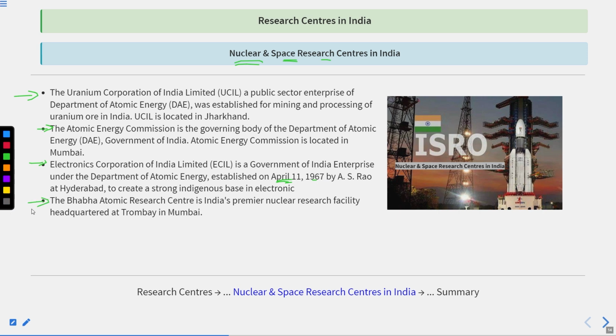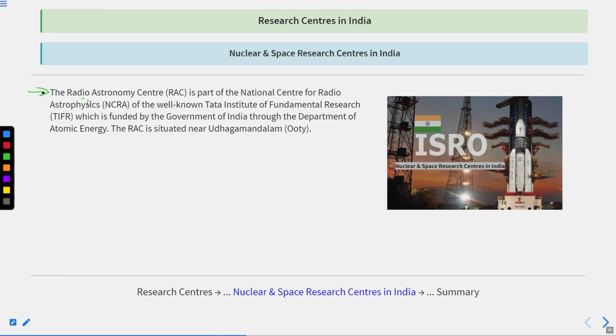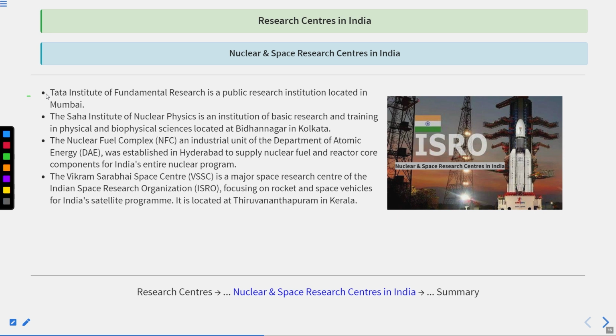The Bhabha Atomic Research Center, India's premier nuclear research facility, headquartered at Trombay in Mumbai. The Radio Astronomy Center, part of National Center for Radio Astrophysics of the well-known Tata Institute of Fundamental Research, funded by the Government of India through the Department of Atomic Energy, near Udagamandalam, Ooty. Tata Institute of Fundamental Research, Public Research Institute in Mumbai.